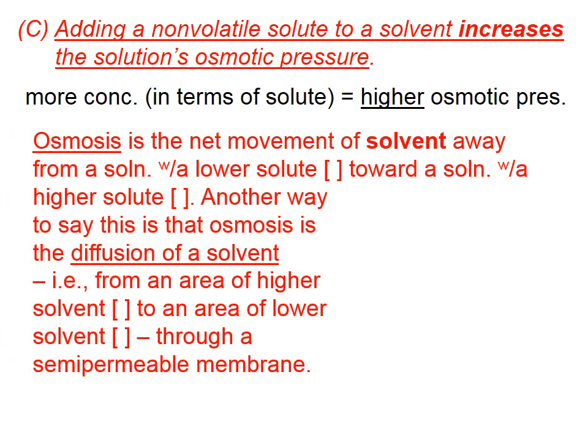So let's define osmosis. Osmosis is the net movement of solvent away from a solution with a lower solute concentration toward a solution with a higher solute concentration. Another way to say this is that osmosis is the diffusion of a solvent, i.e. from an area of higher solvent concentration to an area of lower solvent concentration through a semi-permeable membrane. Osmosis means the movement of a solvent away from dilute solutions and towards concentrated solutions.